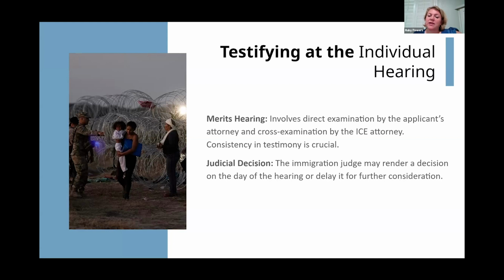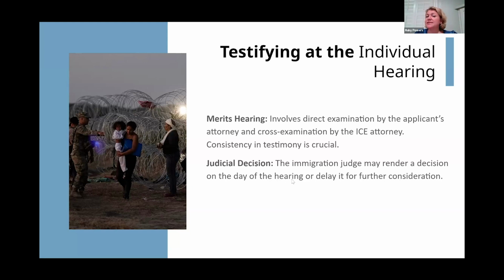At the merits hearing, your attorney will ask you questions, and then the trial attorney, the ICE attorney, will cross-examine you, and then your attorney will be able to redirect. At any point, the judge could step in and start asking questions. Sometimes judges want to get to the point and might not give you the opportunity to have your whole case heard the way it was prepared. And so it's important to know your judge, know the ICE attorney, and be prepared to adapt. And I know this is a very stressful occurrence for clients on the day of the hearing.